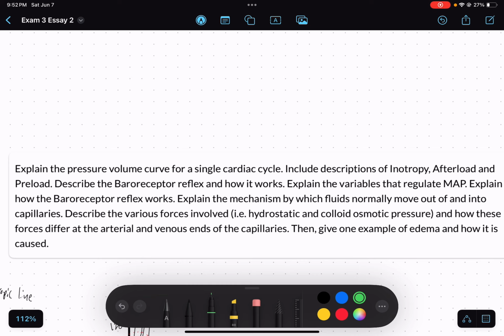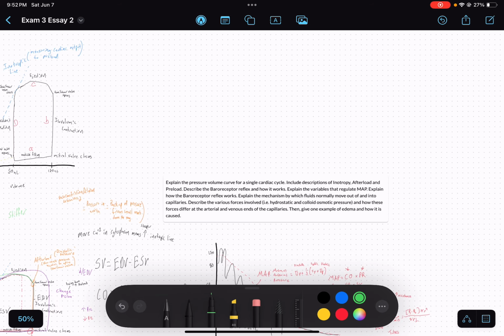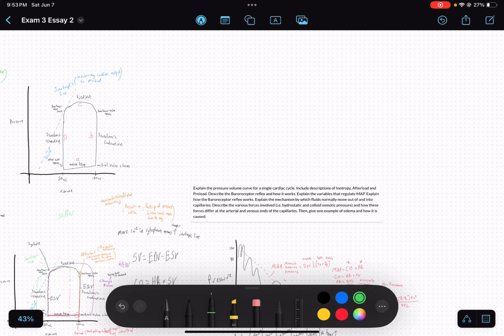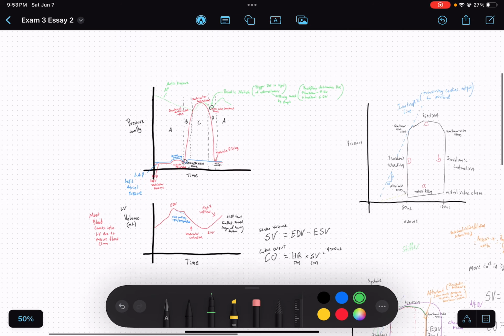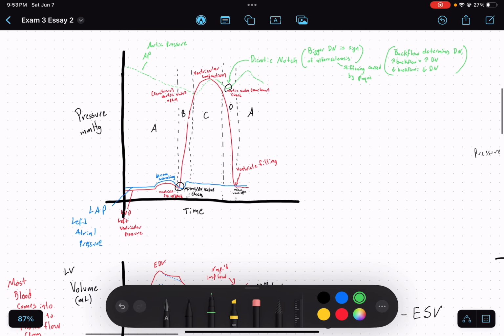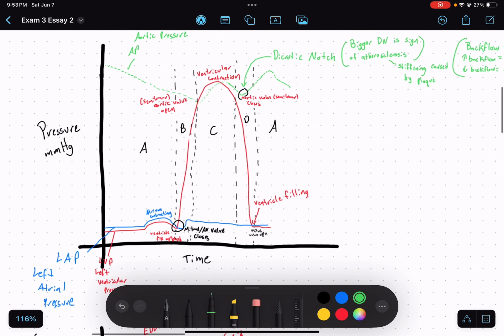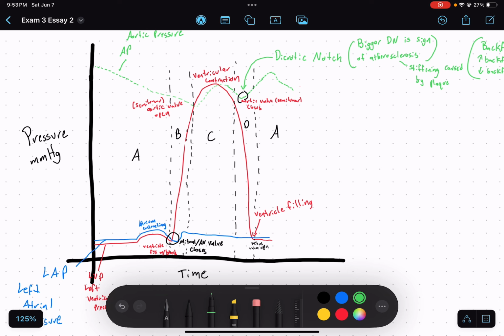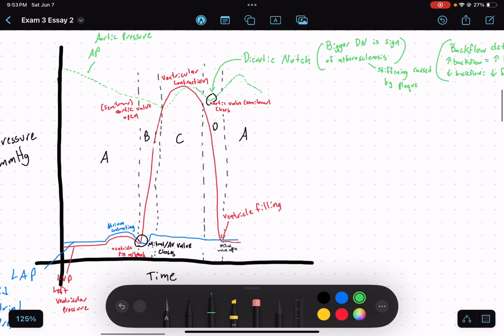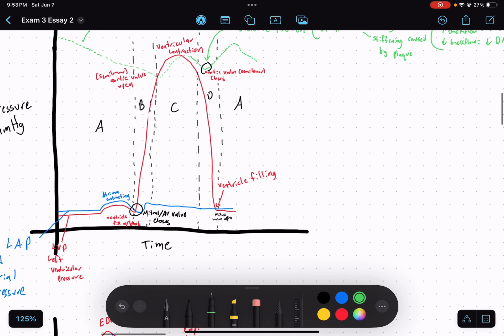So the first thing says, explain the pressure volume curve for a single cardiac cycle. The pressure volume curve represents the changes in pressure and volume in the left ventricle during one heartbeat. Over here, I have drawn out already a little bit about the volume and the pressure that's going on in the heart, just in the ventricles. I also drew the atrium along with the aortic, but we're going to ignore those as we discuss the ventricles.